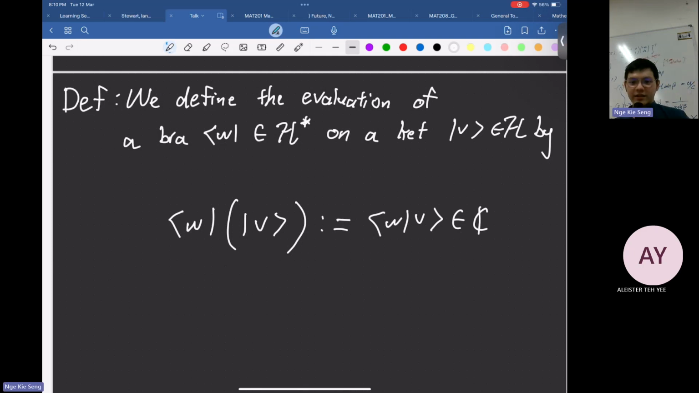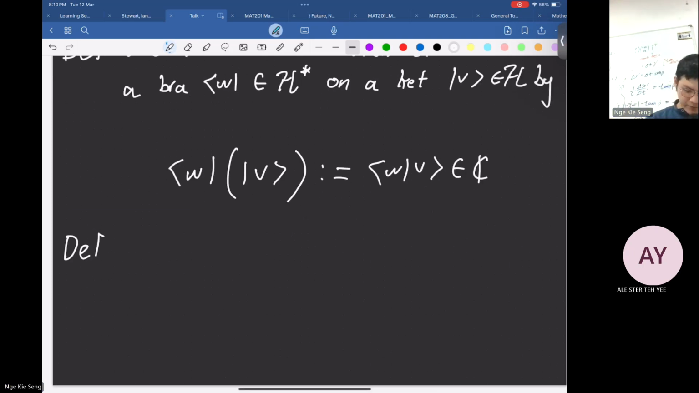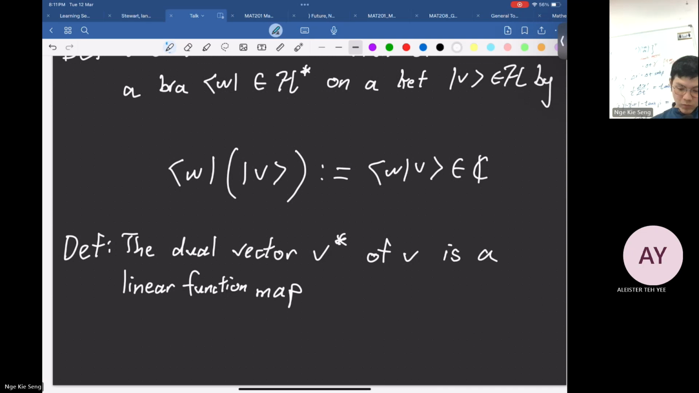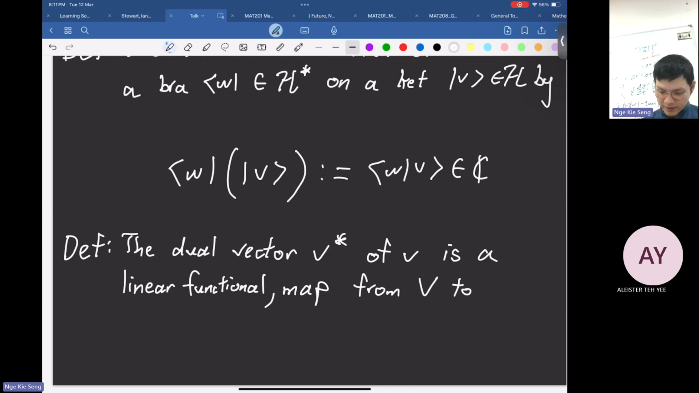So I still haven't told you what V dual is, right? Okay, definition. The dual vector V star of V is a linear map, or actually we call it a functional. I will tell you why we call it a different name again. There are so many terminologies here, but this linear functional is very useful. Okay, from V to C, because you go into a scalar field, I will call this linear map a linear functional. Whenever you want to evaluate your vector into a scalar field, either C or R, then we call this linear map a linear functional.